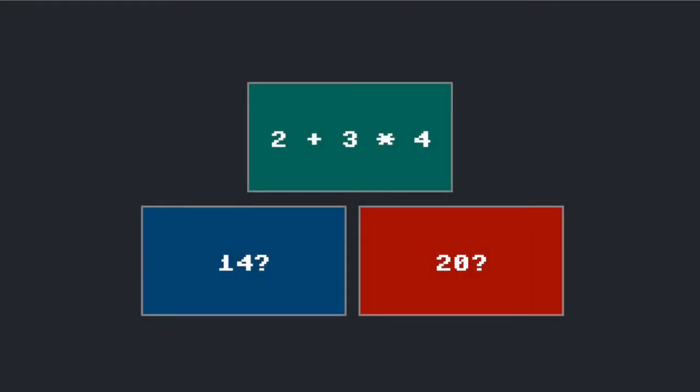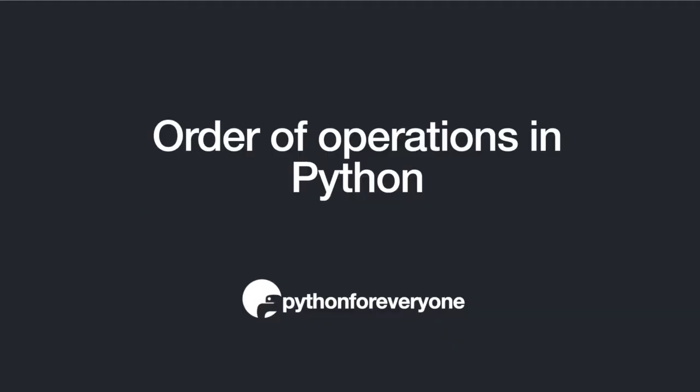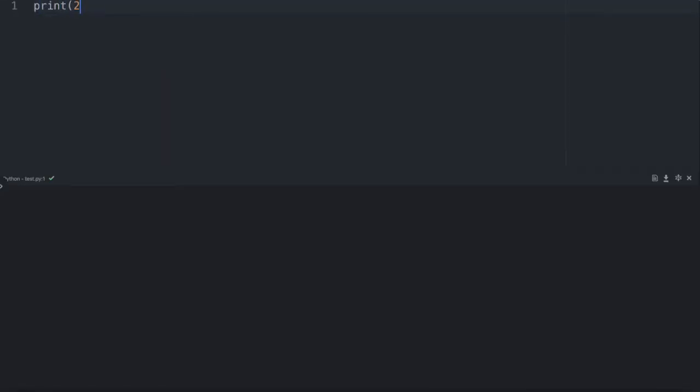When you calculate in Python, you need to consider the order of operations. 2 plus 3 times 4. What is the result? 14 or 20? In this example, the multiplication has precedence over addition.